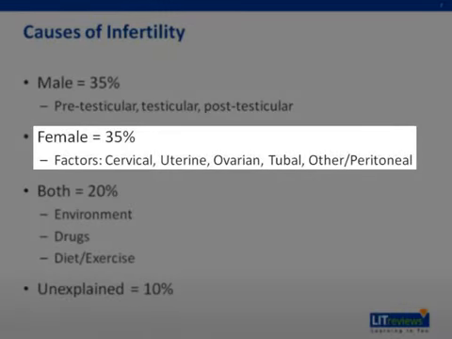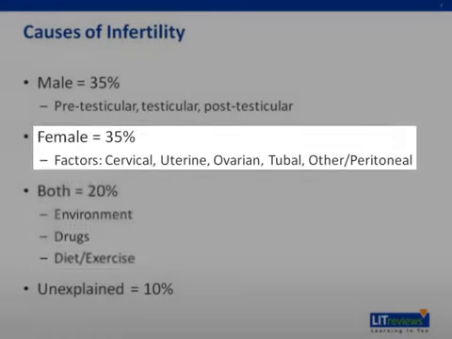About 35% of cases stem from problems with the female partner. We will also discuss this later, but the female causes of infertility are categorized by anatomy as you move up the genital tract. When you read about them, they are called things like cervical factor, uterine factor, ovarian factor, tubal factor, etc.